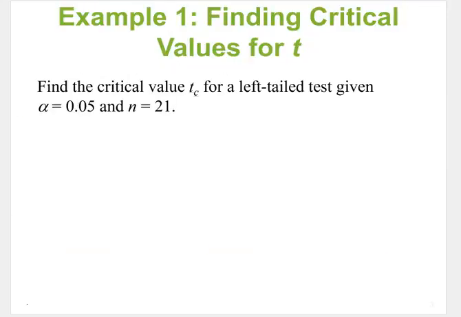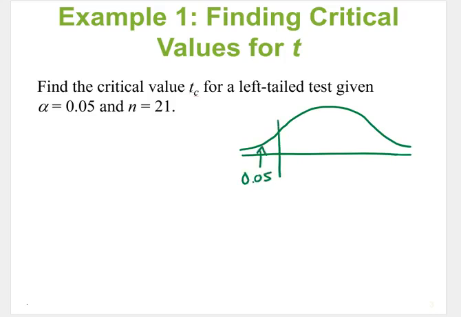All right, so let's just jump right in and talk about finding those critical values. Find the critical value, t sub c, for a left-tailed test, given that alpha equals 0.05 and that n equals 21. Okay, so we are doing a left-tail-only test, so left tail. And we want this area right here to be 0.05.